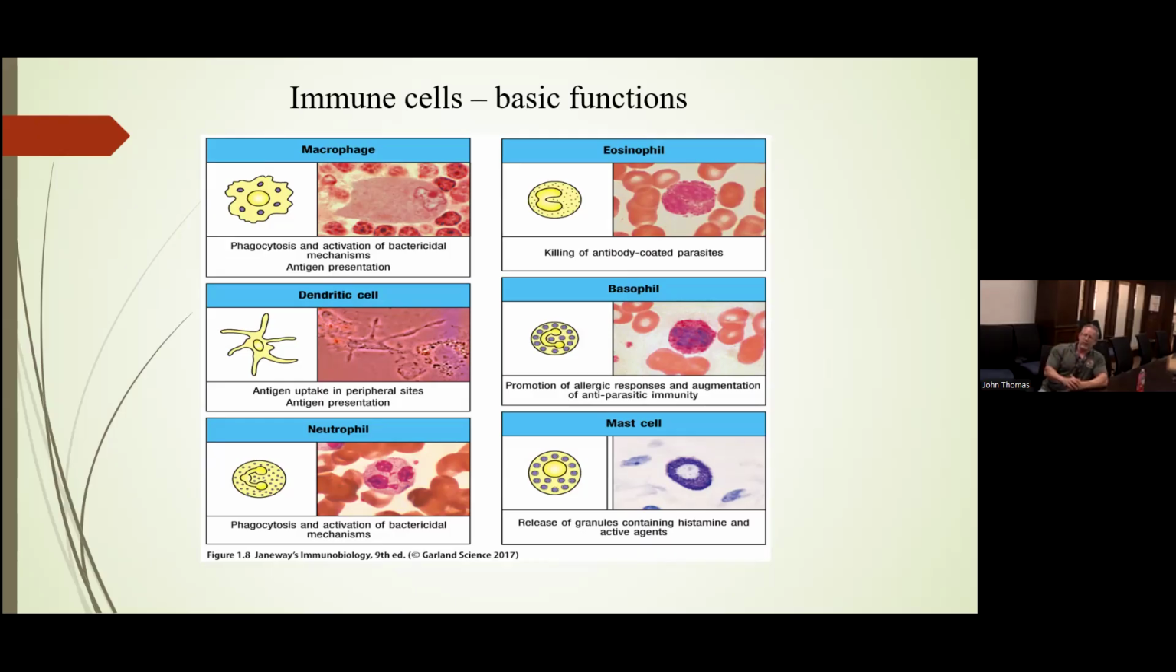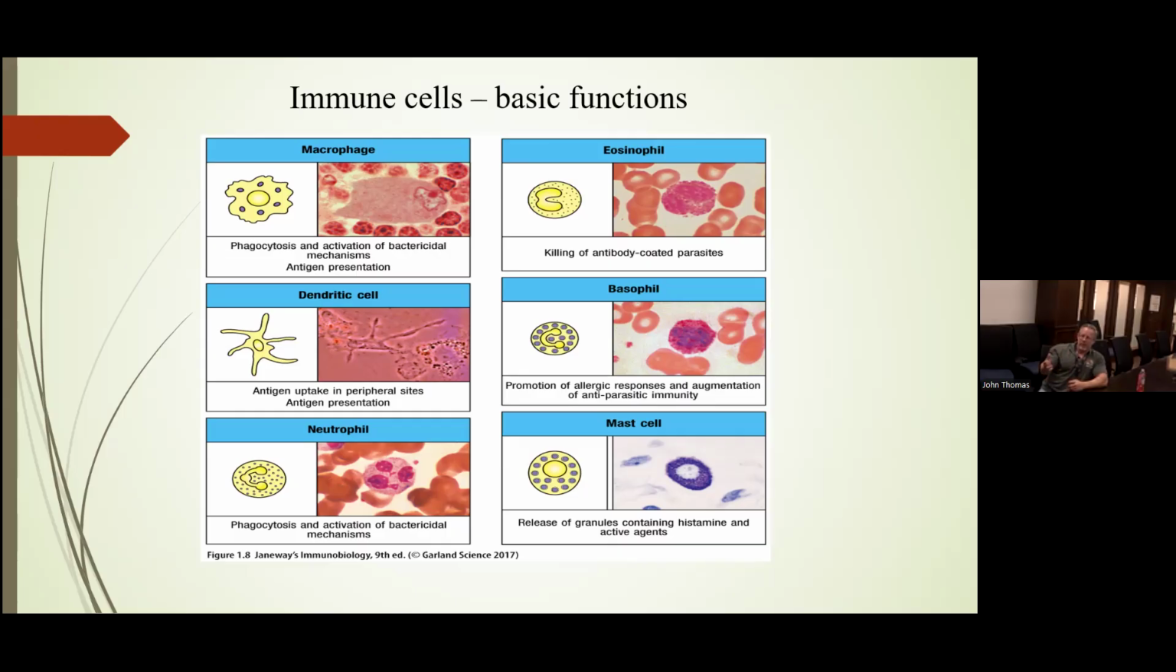Another example are eosinophils. These are cells that are able to kill parasites that have been coated with antibodies. We have dendritic cells, for example. These are referred to sometimes as the generals of the immune system. They help coordinate the innate and adaptive immune response, which we'll talk about here in a moment. Very important antigen presentation cell.